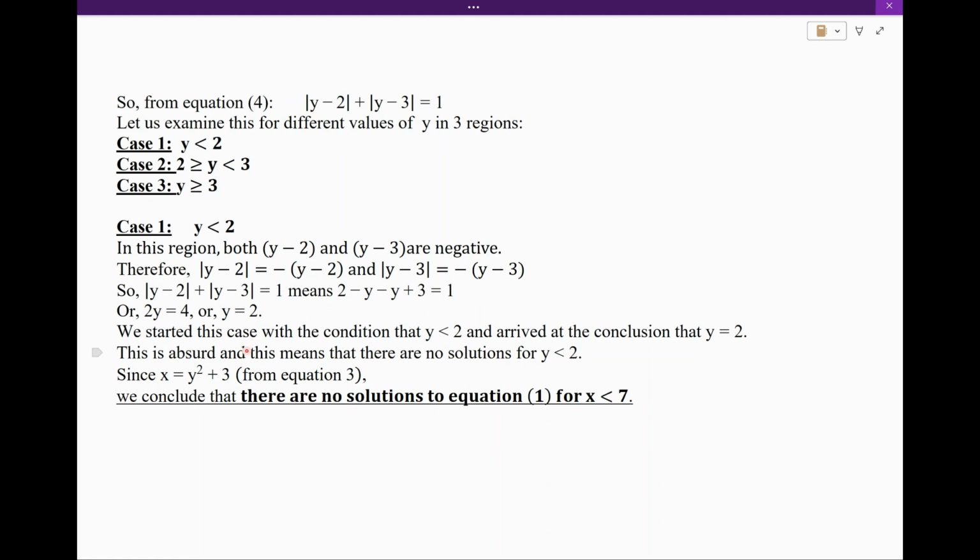Now we started this case with the condition that y is less than 2 and arrived at the conclusion that y is equal to 2. This is absurd, and this means that there are no solutions for y which is less than 2. Since x is equal to y squared plus 3, that is from equation 3, we conclude that there are no solutions to the equation for x less than 7.